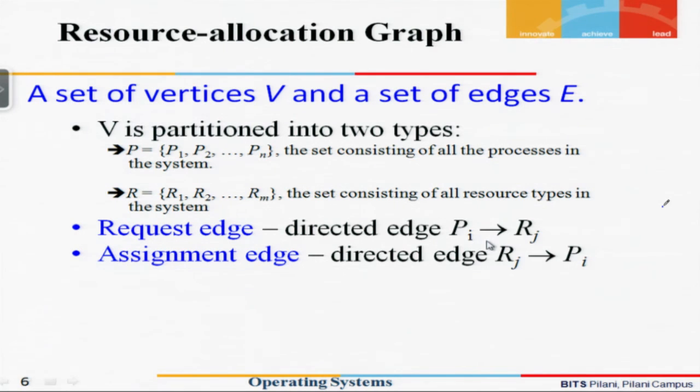And once the operating system allocates the resource, this request edge gets converted to what we call an assignment edge. The assignment edge is again a directed edge, depicted as Rj to Pi. This essentially means that resource Rj has been allocated to process Pi. The jth resource has been allocated to the ith process.